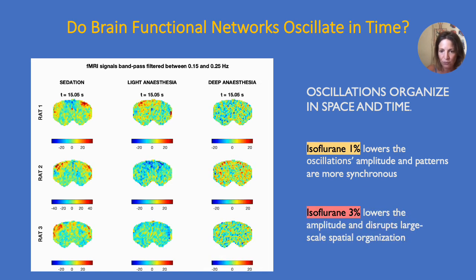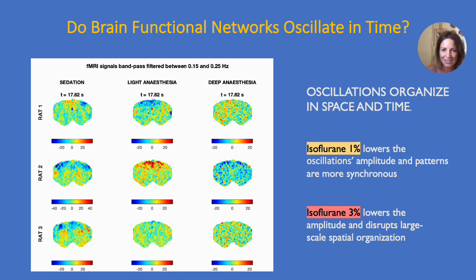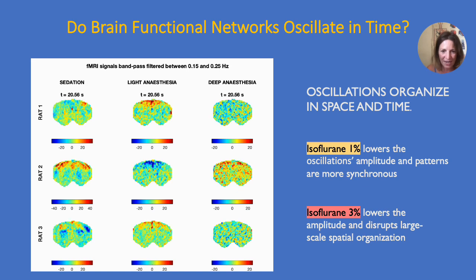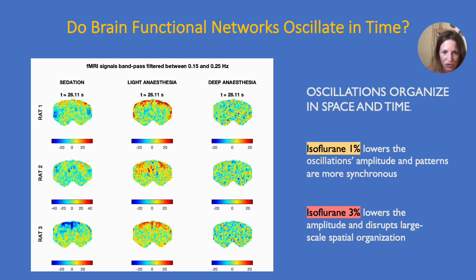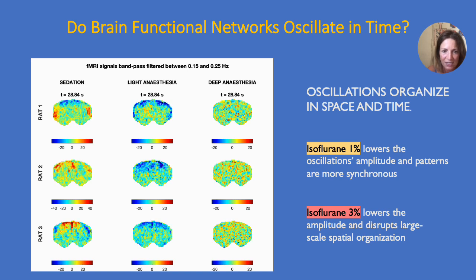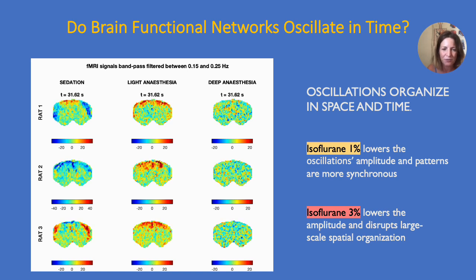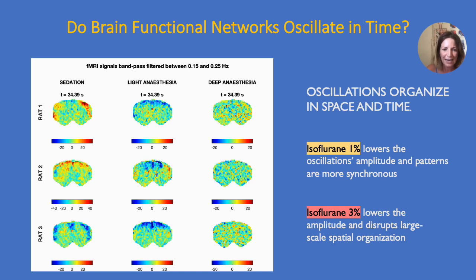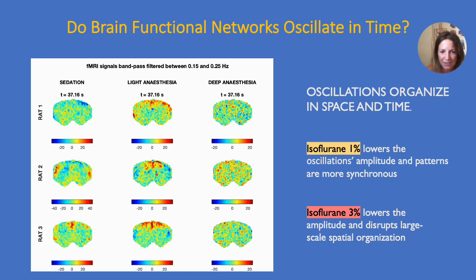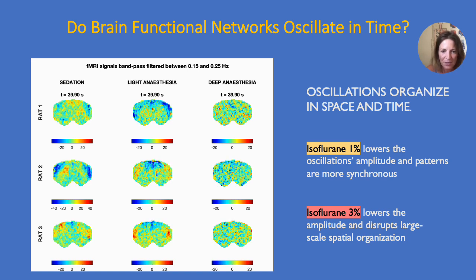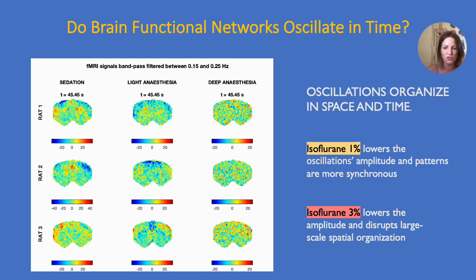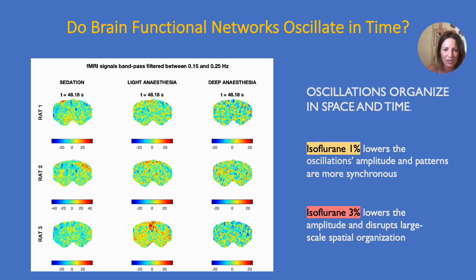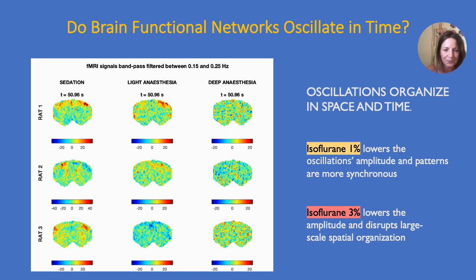And when we add isoflurane at 3%, as you can see, the macroscopic organization is lost. It's harder to detect any type of structure in the signals, except for some very slow activation, like you saw now in this plot in the middle, rat number 2, where everything turns blue, then everything turns red, but it's a very, very subtle global mode.